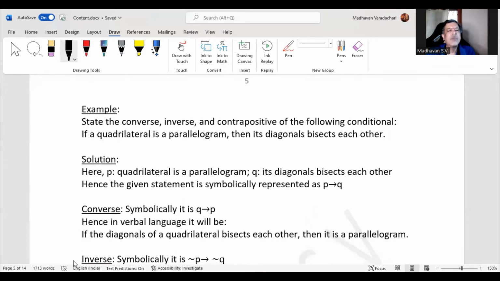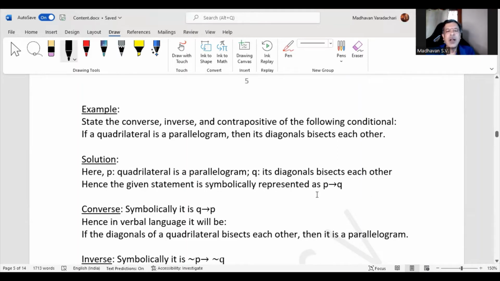An example: state the converse, inverse, and contrapositive of the following conditional. If a quadrilateral is a parallelogram, then its diagonals bisect each other. Primarily, we need to segregate what is the P statement here and what is the Q statement here. So here P will be "quadrilateral is a parallelogram" and Q will be "its diagonals bisect each other." Hence, the given statement is symbolically represented as P implies Q.